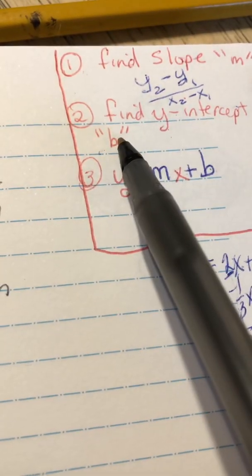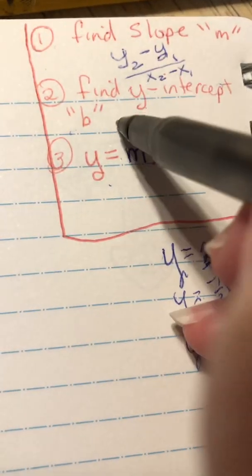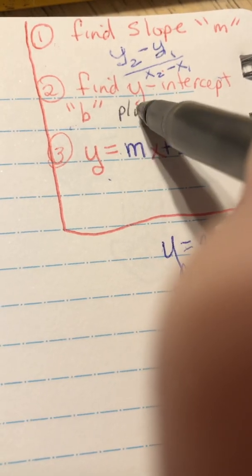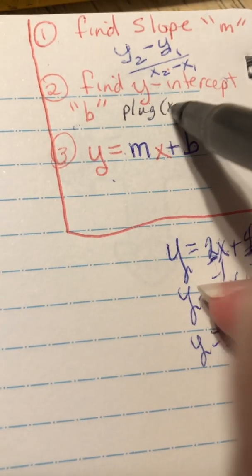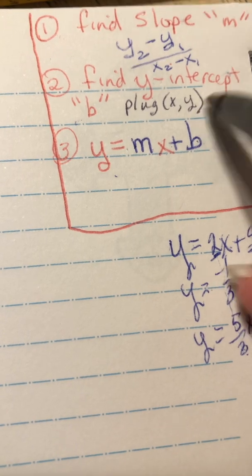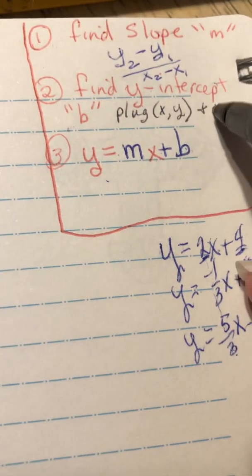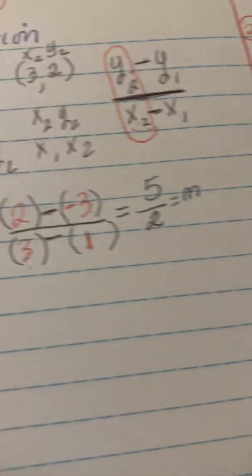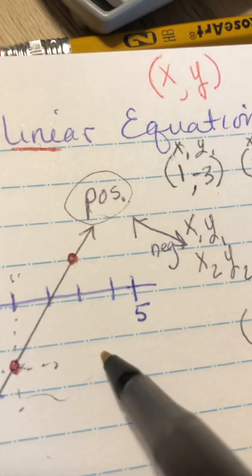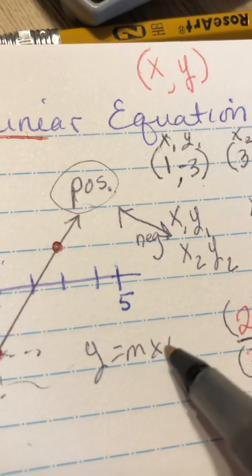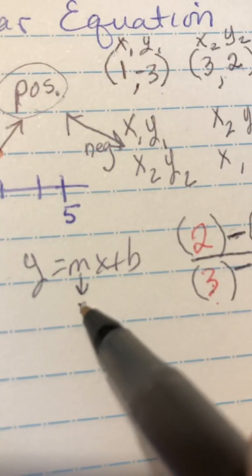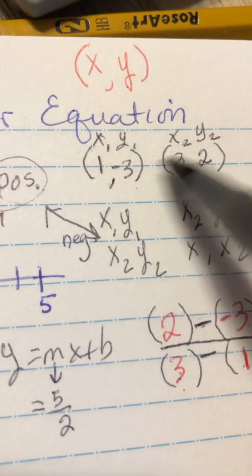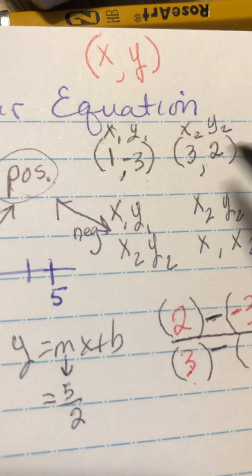Now I need to find the b value, the y-intercept. And I'm going to do that by plugging in one set of x and y that I know for sure, and I'm going to plug in my slope into the equation. So I'm starting with y equals mx plus b. I now know my slope is 5/2. And I can choose either one of these sets. It doesn't matter which one. It's going to come up with the same answer either way.